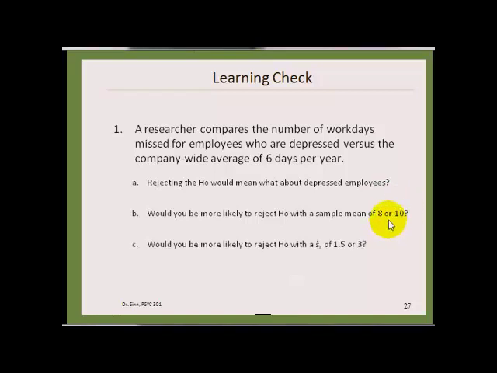Okay, then last question here. Would you become more likely to reject the null with a standard deviation of 1.5 or 3? So first ask yourself, do we like variability? No, we hate variability. So we'd rather have less variability because that makes the standard error smaller, and that means we're dividing by a smaller number on the bottom. If you look at the formula, that should make sense. So we'd be more likely to reject with a large sample mean and with a small standard deviation.